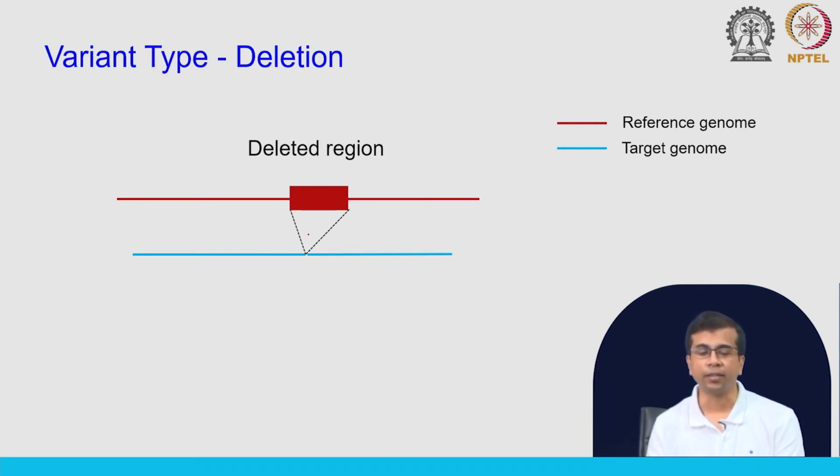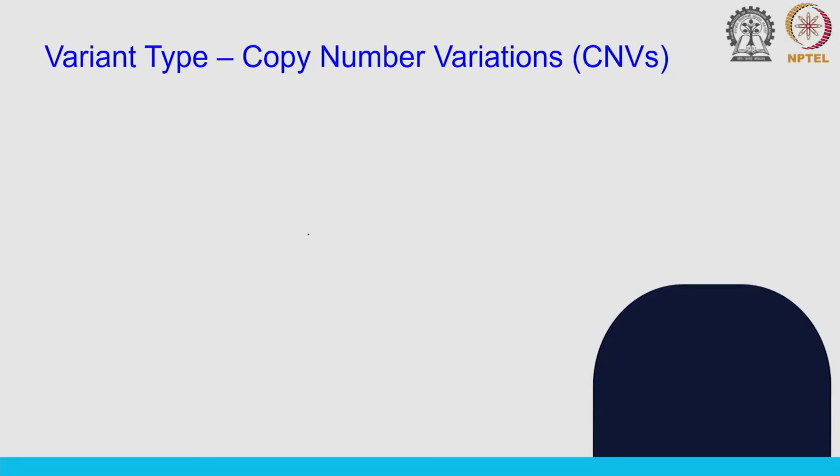What happens in deletion is that this region from the reference genome is not present in the target genome, right. So, this region is deleted in the target genome. Okay. So, this is what we call deletion. Then you also have the structural variants, which we will talk about later, and under these structural variants we have copy number variations, non-CNV structural variants, and complex SVs. Okay. So, we will talk about these different types of structural variants later on, when you go to the next classes.